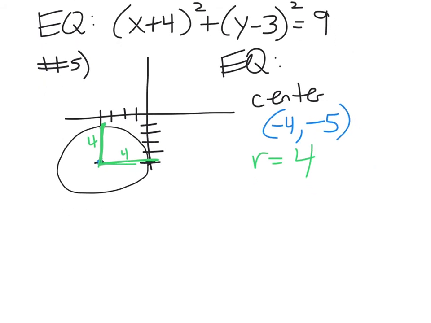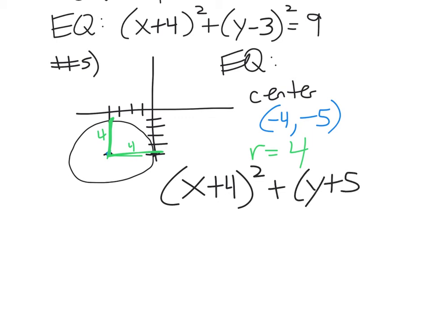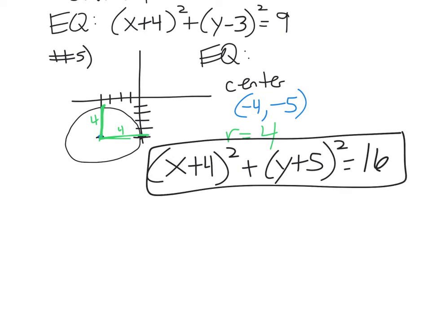Can you write the equation? It's going to be x plus 4 squared plus y plus 5 squared equals, what does it equal? 16. Very good. You're going to see these numbers, these perfect squares, pop up a lot. So we did that one and that one and that one.